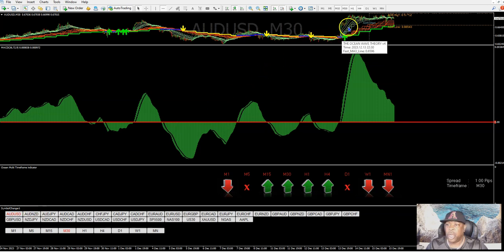This one I didn't touch as far as Ocean Wave because see how it shot up and then went sideways? You don't want to chase a trade. If it ain't close to the main wave, I don't want it.